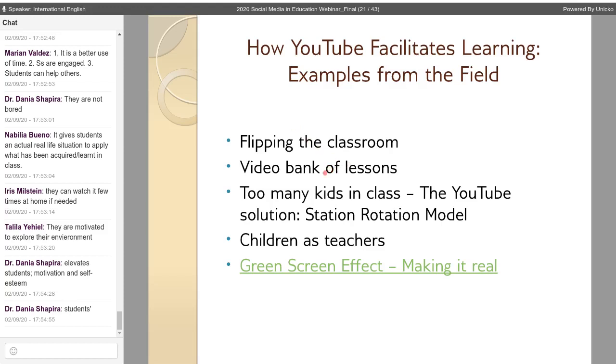And the green screen effect, making it real. The green screen effect is a project done in the south of Israel by English teachers that use YouTube videos to increase student motivation, using the green screen effect. We're going to watch a short video using the green screen effect.